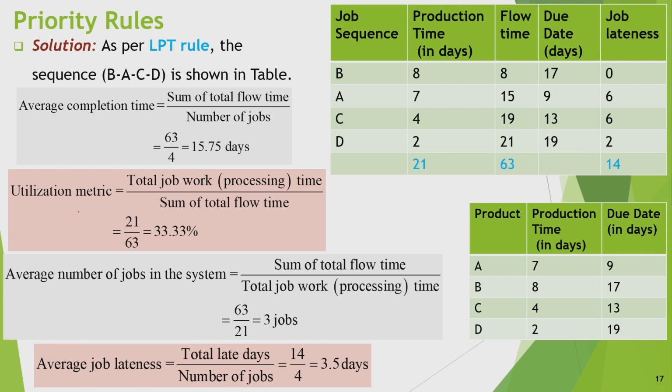Now, average completion time is equal to the sum of total flow time divided by the number of jobs. That means 63 by 4. So, this will become 15.75 days. That is the average completion time.